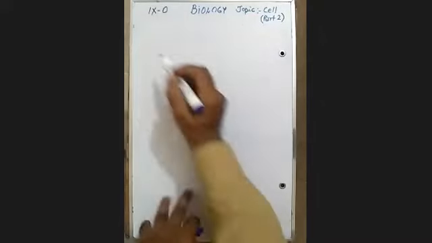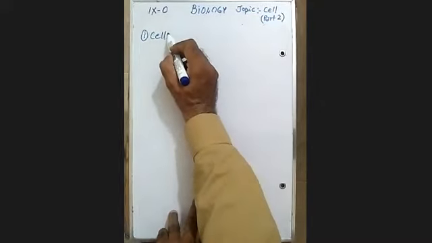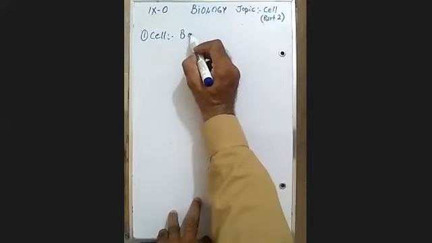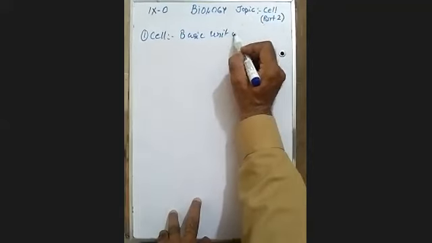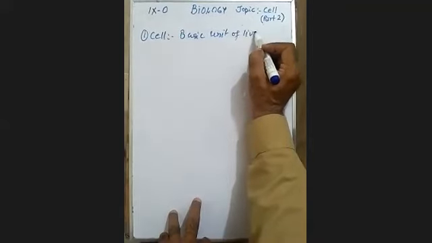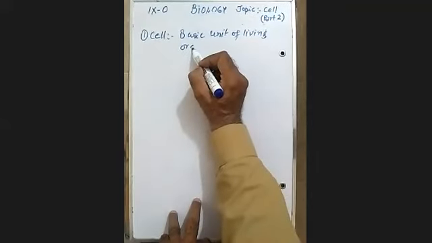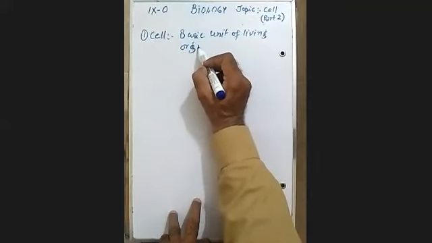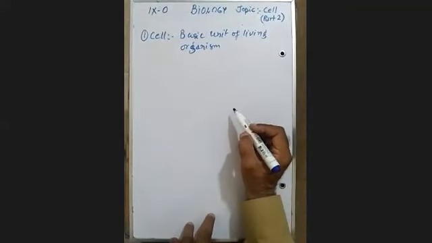Now, first of all, the definition of cell. It is a basic unit of life, the basic unit of living organisms. Basic unit of living organisms is called a cell.